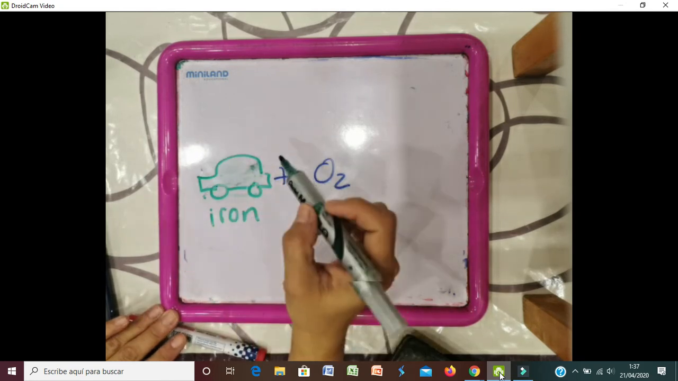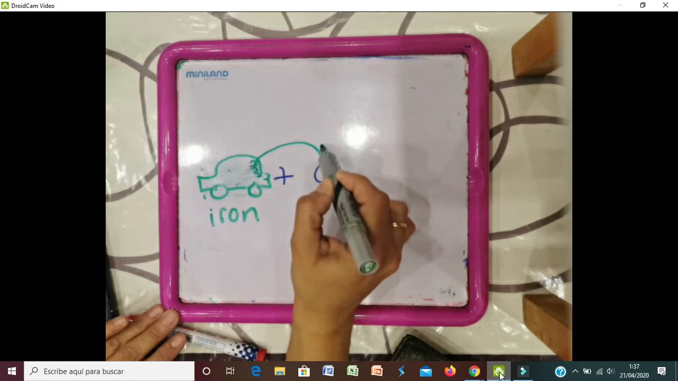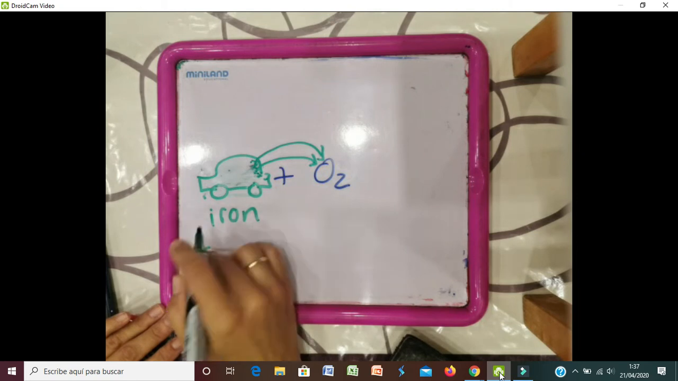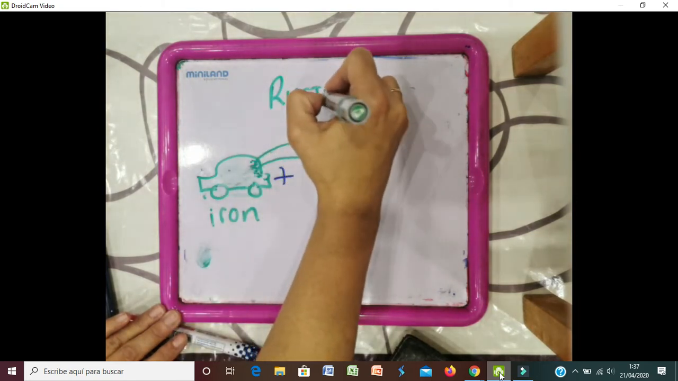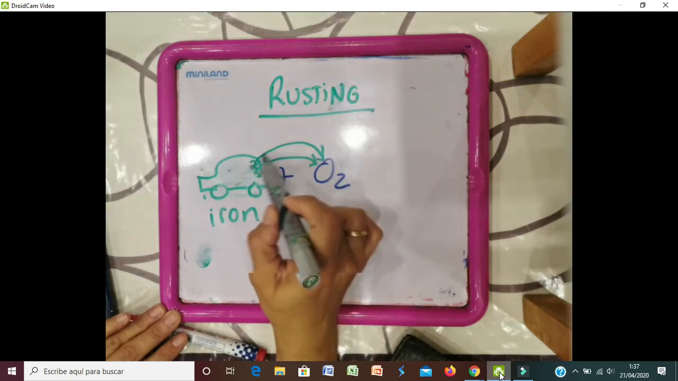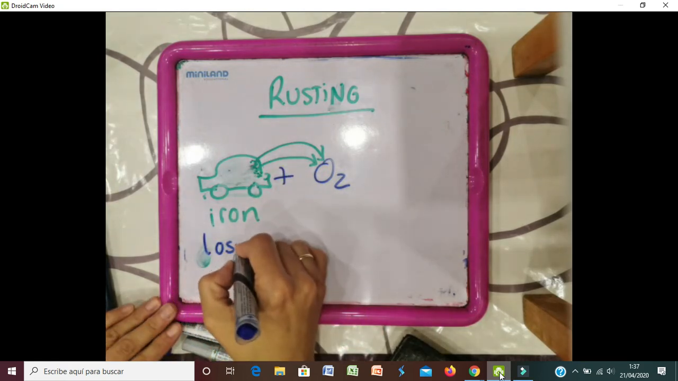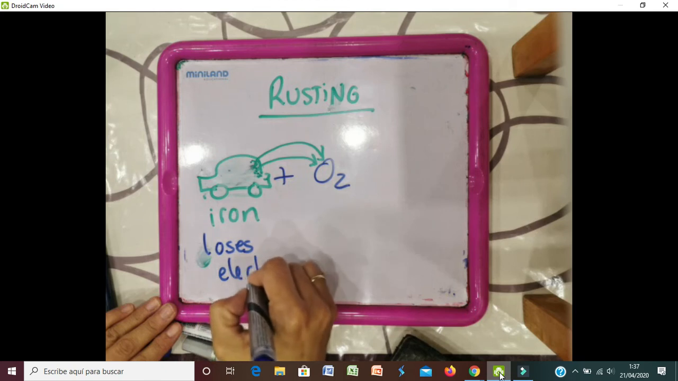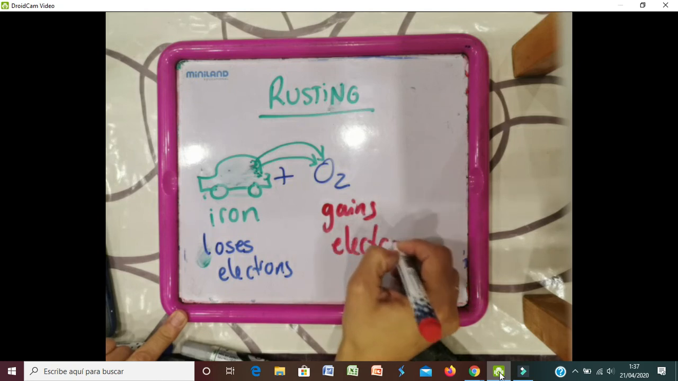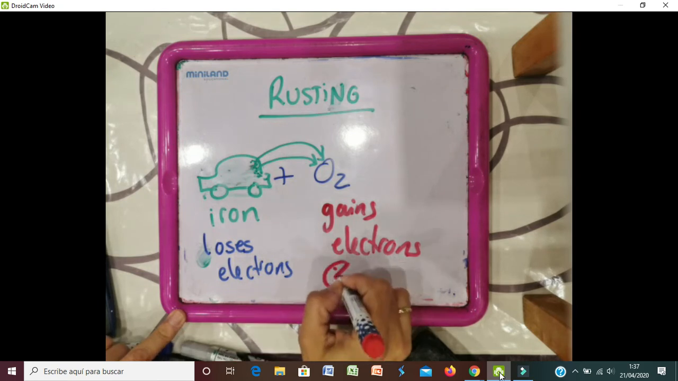Okay, so the surface of the car, electrons are going to the oxygen and this will get rust. So this will be rusting, okay? The iron gives electrons to the oxygen. So again, the iron loses electrons and the oxygen gains electrons, because remember it's like a Pac-Man, right? He loves to eat electrons.